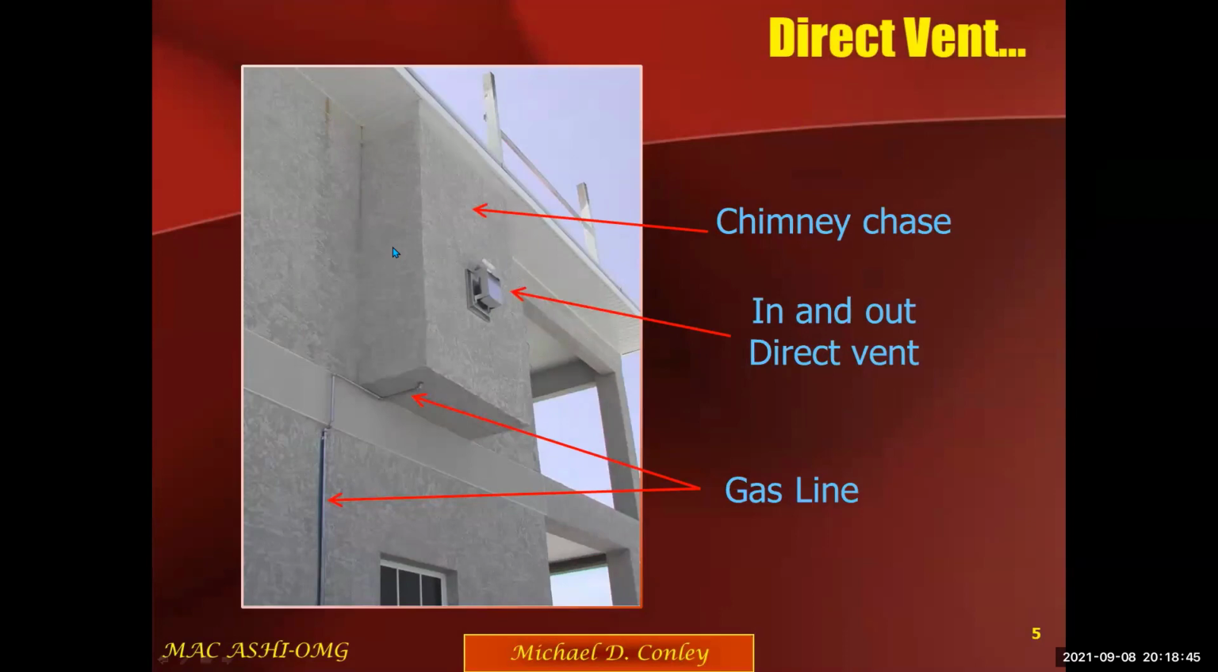Here's a real example, a real life example. We have our direct vent here. We have our gas line coming in. This is going to be our chimney chase. It doesn't need to penetrate because this is the access. This is the intake and output source right here. Pretty typical to see these on condominiums, for example.